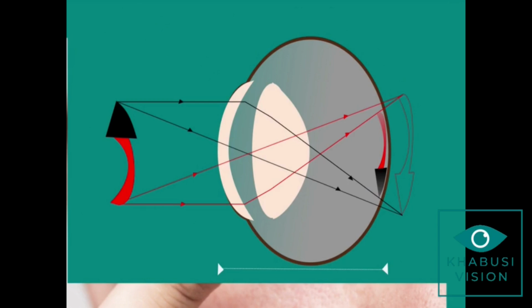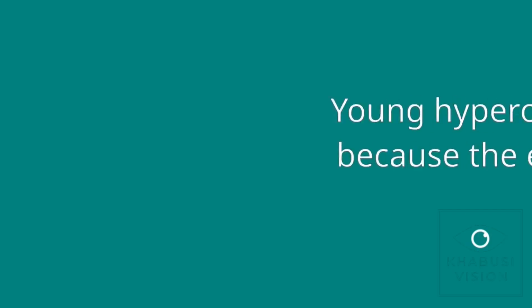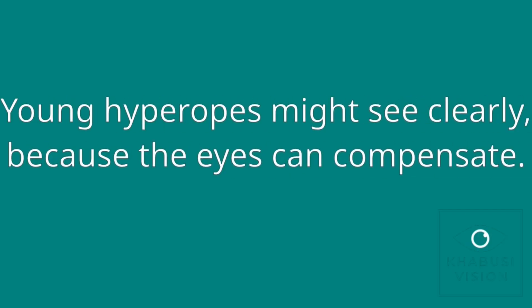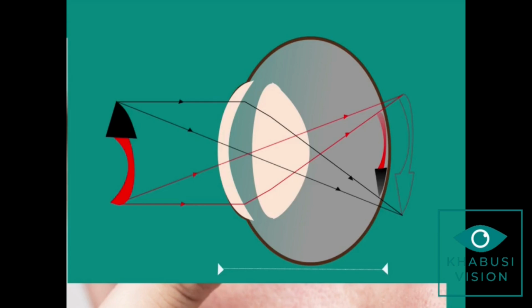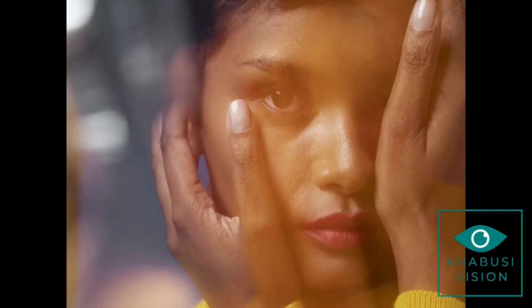But here is the twist. People with mild hyperopia may actually see clearly, especially when they are young, because their eyes can work harder to compensate. But that extra effort often leads to headaches, especially around the forehead or above the eyebrows, eye fatigue, sleepiness after reading or using a screen, light sensitivity, and sometimes blurry vision at both distance and near. The symptoms depend on age and how much hyperopia a person has.